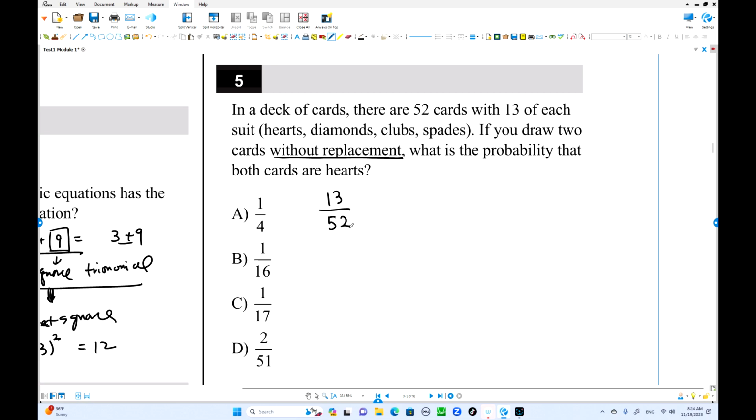Without replacement, after that there are only 51 cards, and the number of hearts is one less than before, so it's going to be 12. The 'and' means multiplication. We already know 13 over 52 is 1/4. Now we have 12 over 51, which is 4 over 17 after dividing by 3. So finally the probability is 1 over 17. That is the answer.